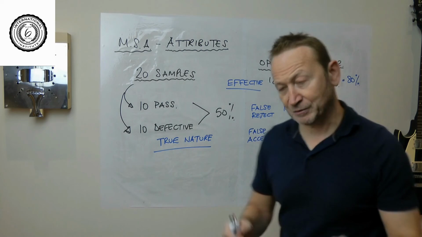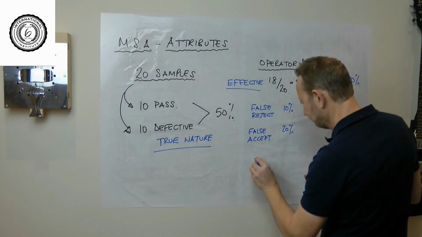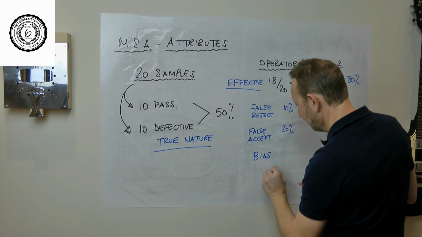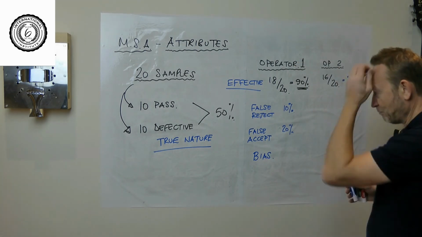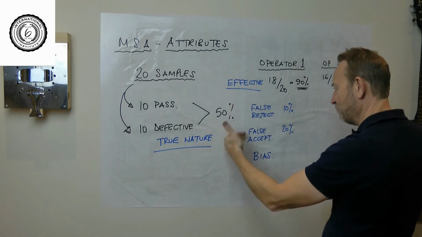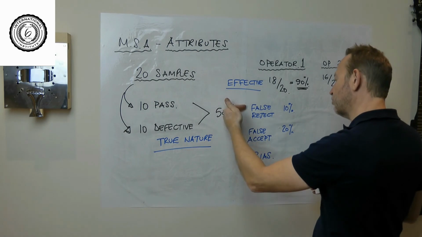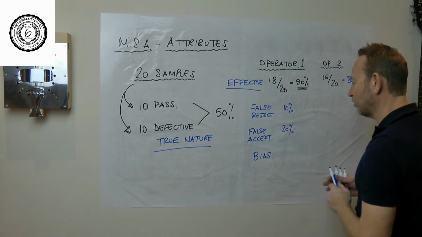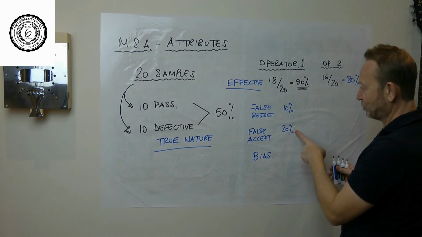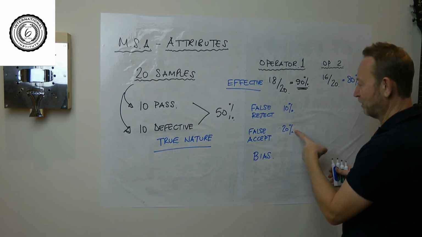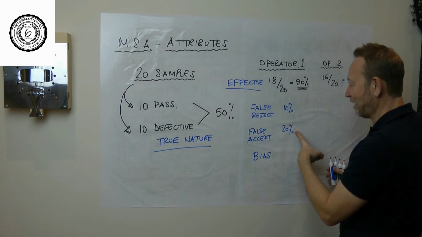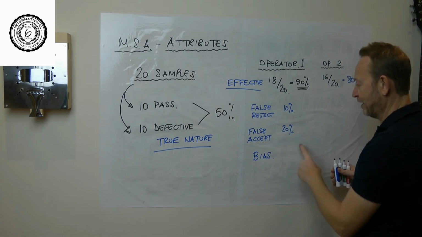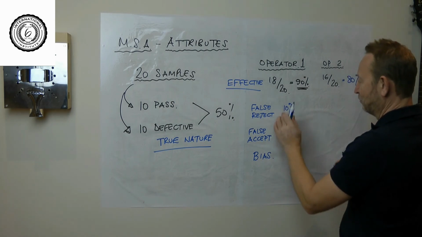And then the final number that you work out is the bias. Now the bias is which way are we biased here? Are we too tight or are we too loose? Okay, too tight or too loose. Now you can see here, look, that we're accepting more mistakes. So we're actually too loose.